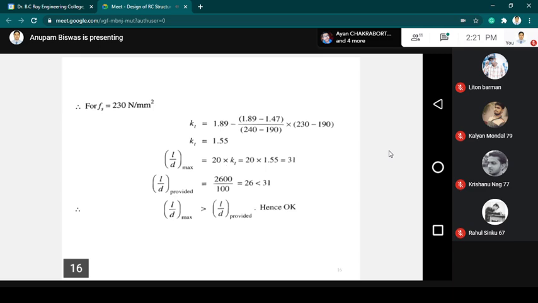By using this modification factor and percentage tension reinforcement for stress in steel from this table, that is the modification factor for tension reinforcement table, from the graph we can interpolate and find the corresponding value of KT to obtain the L by D ratio. So the L by D ratio max we have obtained and the provided value we have obtained, and finally comparing them we can see whether the criteria for deflection control is satisfied or not.